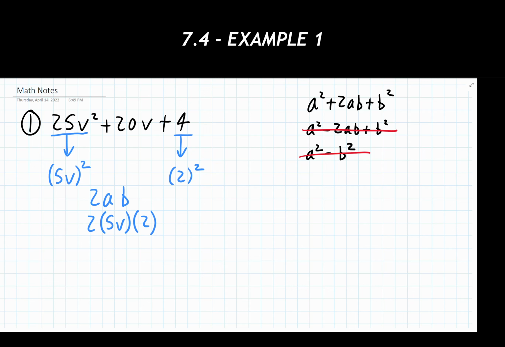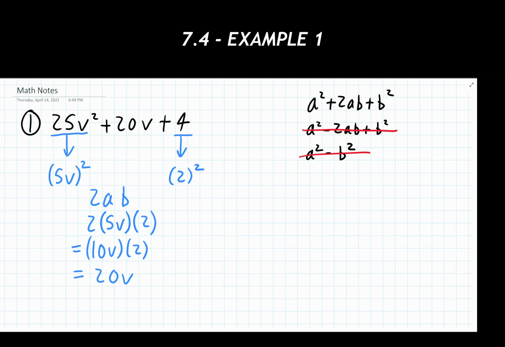So if we're to multiply all of this out, whenever we have multiple things multiplying together, we do them 2 at a time. So the first 2 things, I would get 10v times 2. Multiply these 2 things together, and I get 20v. I look at this and see, well, wait a minute, this 20v is the same as this 20v up here. Those are the same. So therefore, I can confirm that this thing is indeed a perfect square trinomial.